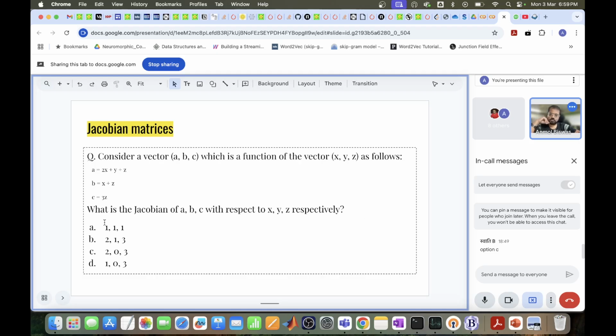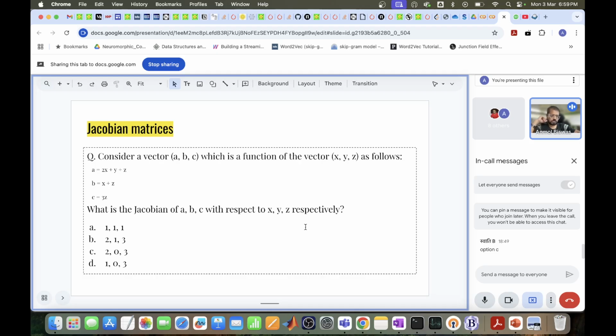So you have this multi-dimensional equation, right? You have one vector (a, b, c) that is a function of the vector (x, y, z). You apply a function to x comma y comma z and you get a comma b comma c, and the function is described as such: a equals 2x plus y plus z, b equals x plus z, c equals 3z. The question is, what is the Jacobian of a comma b comma c with respect to x comma y comma z respectively, right?